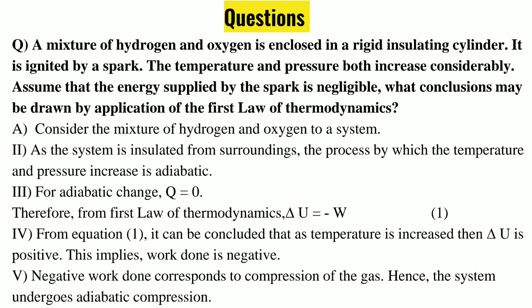So from equation 1, what can we conclude? As the temperature is increased, delta U is positive. Temperature is increasing, and delta U is related to the change in temperature. So as the temperature is increasing, delta U will be positive, but the work done will be negative. With the help of equation 1, we can find that the work done is negative. But as the temperature is increasing due to the spark, the change in internal energy will also be positive. Fifth point, negative work done corresponds to compression of gas. Hence the system undergoes adiabatic compression.